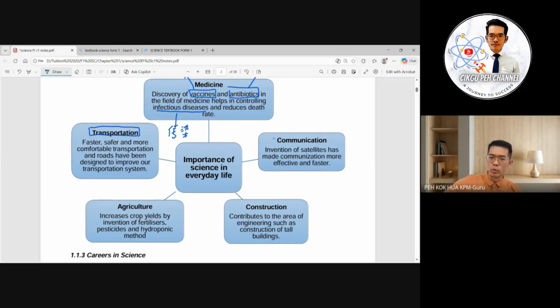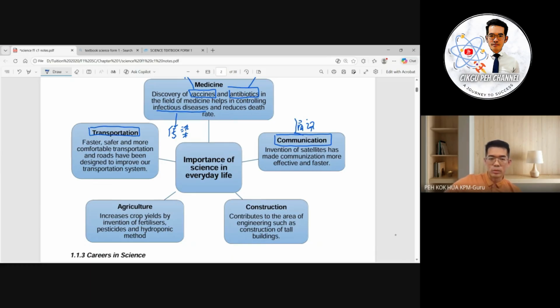Then next we go to communication. 通讯。Okay, so invention of satellite has made communication more effective and faster. For example, we have handphone to communicate through WhatsApp, through Telegram. You can search anything through internet. So all of this is because of the satellite to help us in short and long distance communication also, right?